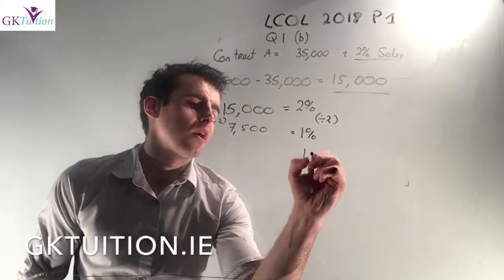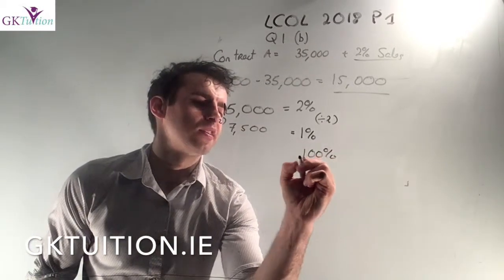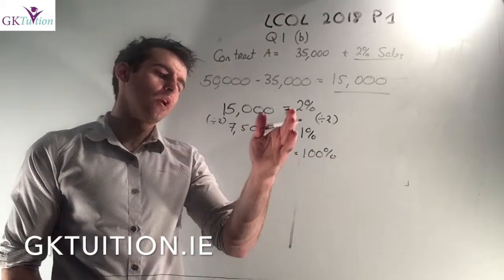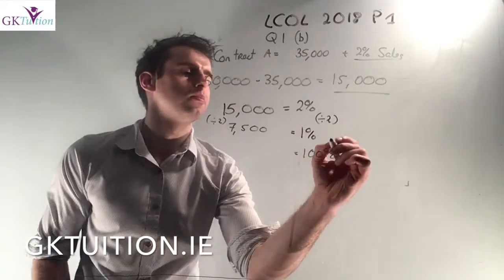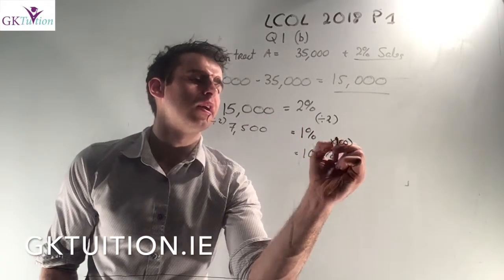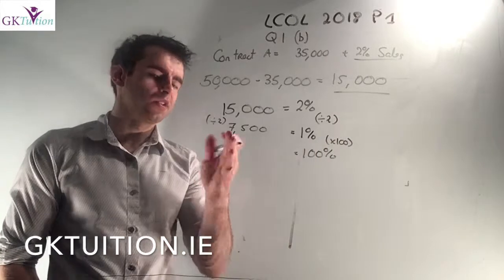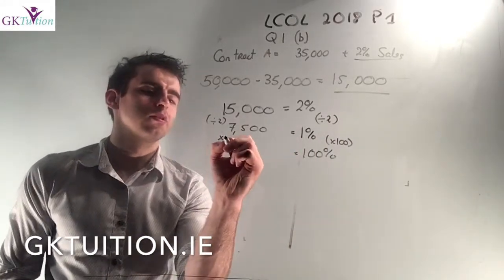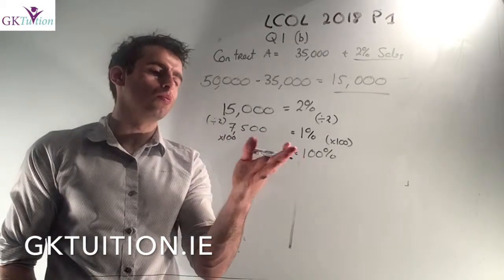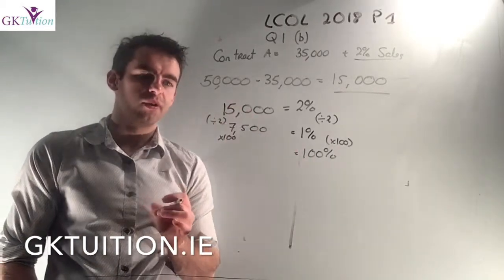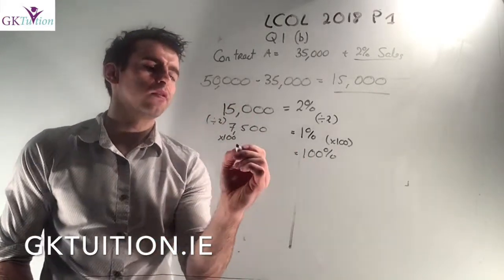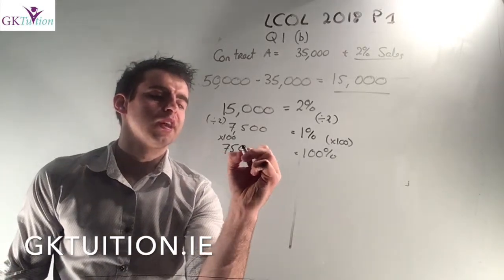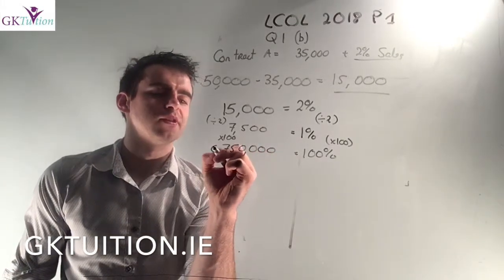But obviously I'm interested in what was 100% of Mary's sales. So on the right-hand side, to go from 1% to 100%, I must have multiplied by 100. So the same on the left, to go from 1% to 100%, I need to multiply 7,500 by 100. 7,500 multiplied by 100 is 750,000.